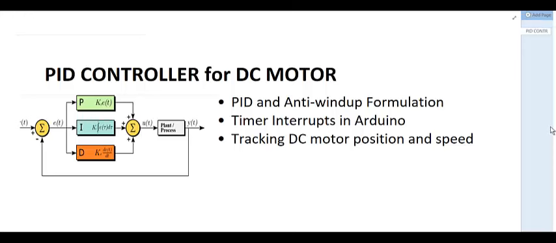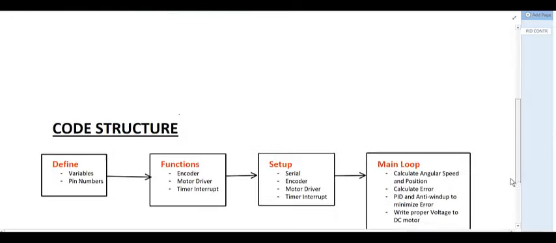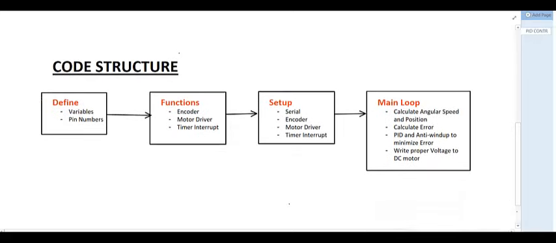We're gonna track DC motor position and speed. We'll have a desired predefined trajectory, and we'll have our motor follow that trajectory as close as possible using the PID controller. I'm gonna quickly go over just a basic overview of the code structure.